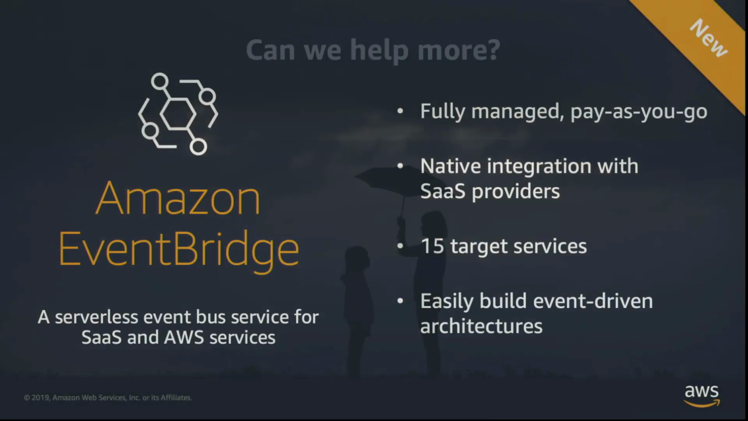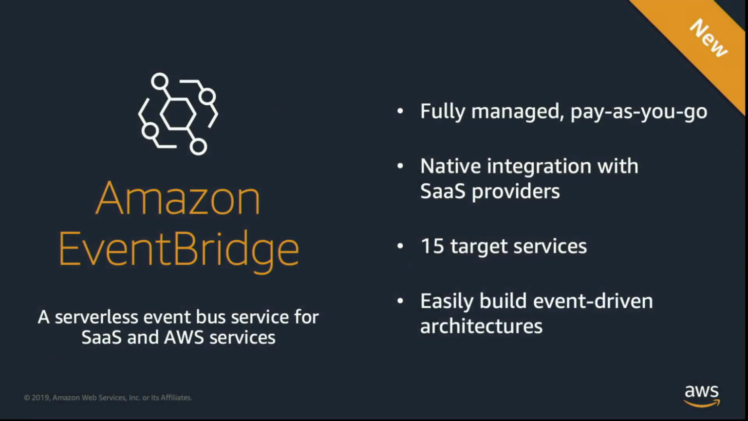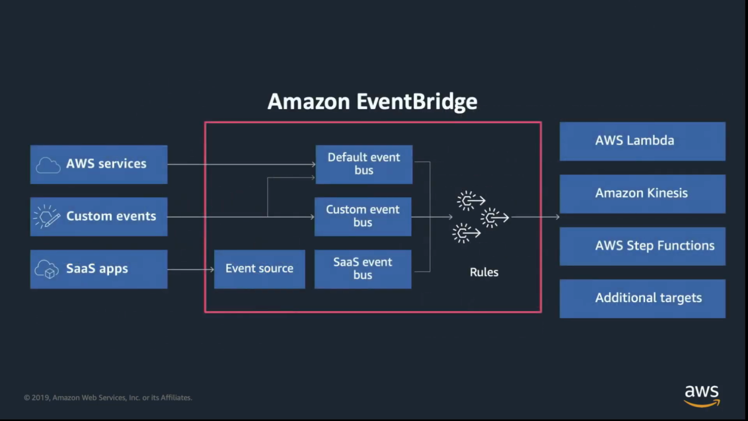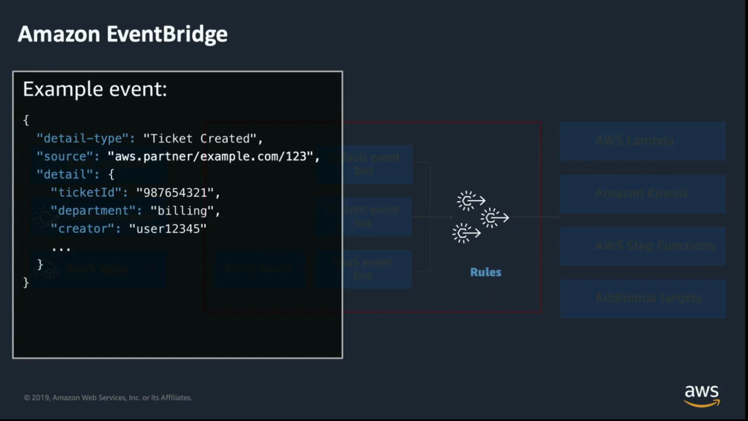Can we help more? We really think that events should be a first citizen in a serverless architecture. So in July this year, we launched a new service called EventBridge, which is built on top of CloudWatch Events. The idea of this service is to also integrate with external applications from software as a service providers, like a trouble ticketing application. And when these events are shared, they have a standard format, with a detail type and a source, and then they contain some specific information.